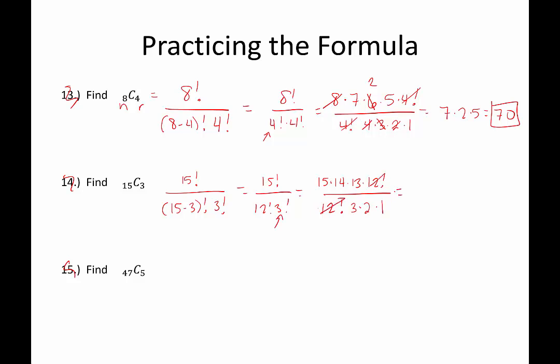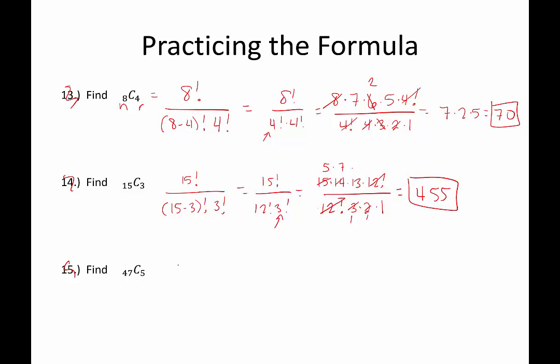Those will cancel. And then 3 goes into 15 5 times, and 2 goes into 14 7 times. So we end up with 7 times 5 times 13, which would give us 455. So 15 choose 3 is 455.